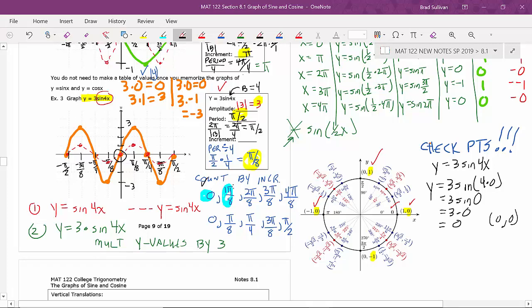Okay, try pi over 8. So we'll do y equals 3 sine of 4 times pi over 8. That gives 3 sine of pi over 2. The sine of pi over 2 is 1. 3 times 1 is 3. So that means when x is pi over 8, y is 3. Well, that's clearly what we got on our graph. So you can plug your points in and see if they're right.